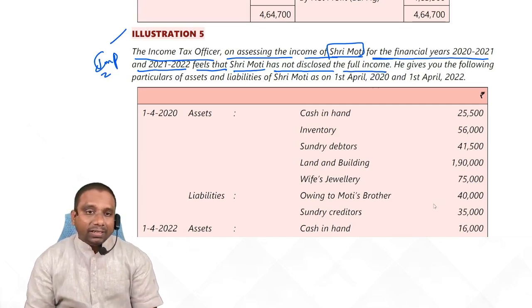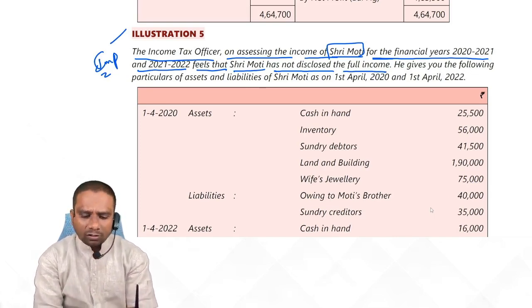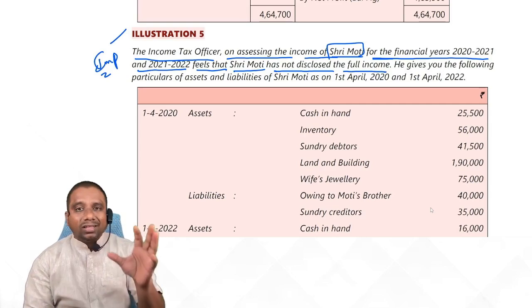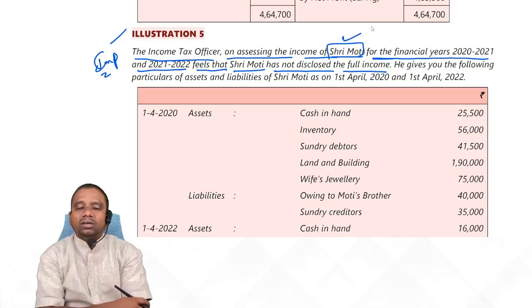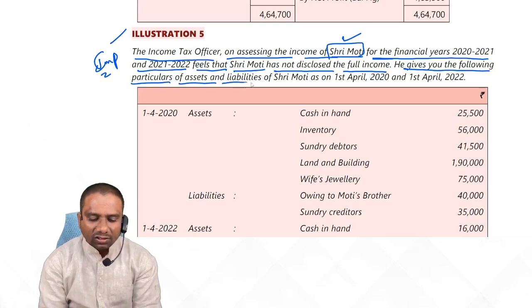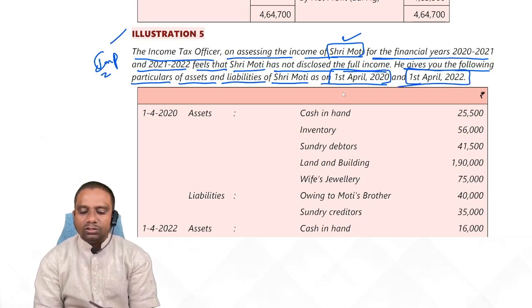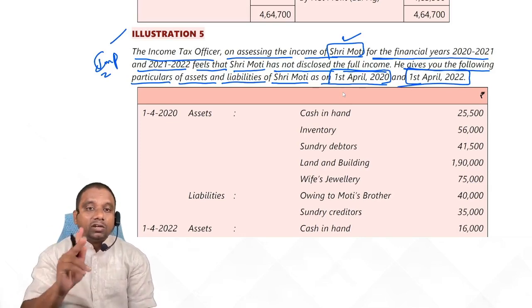So here the income tax officer is asking you to prepare a statement of affairs. They ask you to calculate profit or loss. How? Because the assessing officer felt that the income shown by Sri Moti is not disclosed fully. He gives you the following particulars of assets and liabilities of Sri Moti as on 1st April 2020 and 1st April 2022. Here, try to understand the time gap between these two dates. The time gap is 2 years, students.